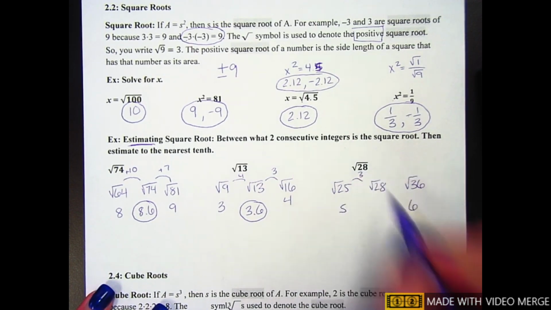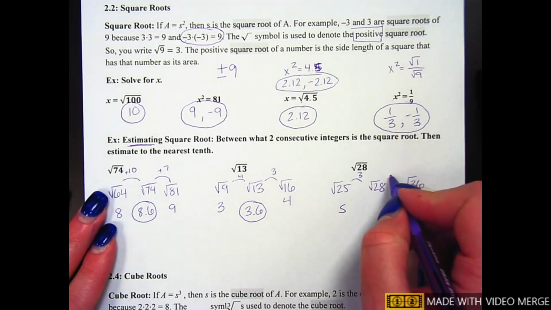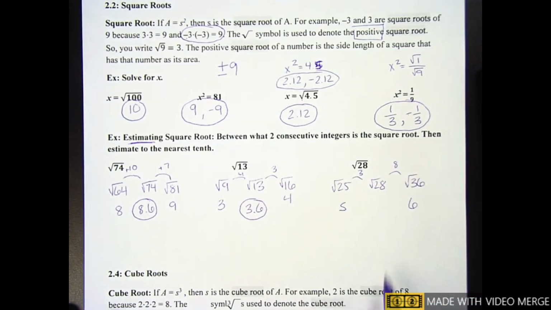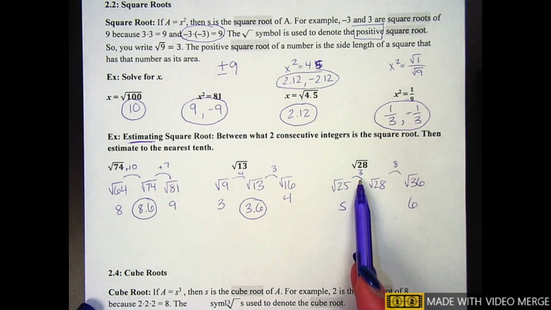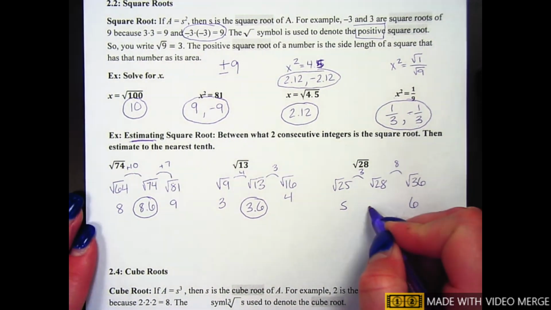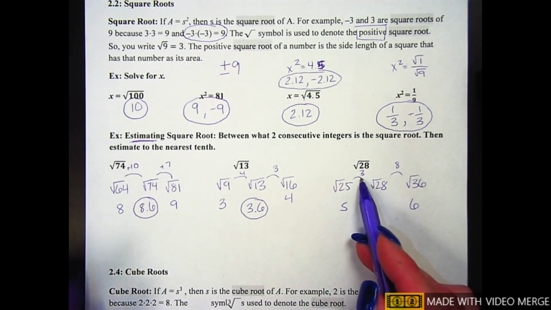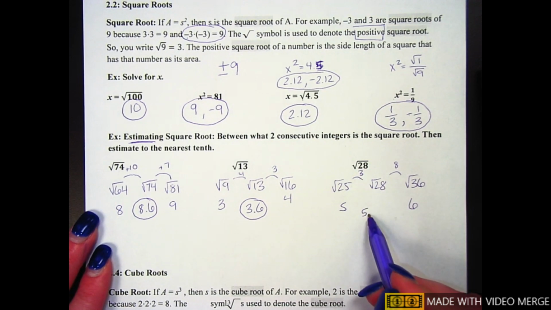We are only 3 away from my lower number. From 28 to 36 though, that's 8 away. So this time I'm a lot closer to my square root of 25 than I am to the square root of 36. So I need to guess lower than a half. 5.5 would be if this was truly in the center. But we're a lot closer to the left side, so I would guess 5.2 or 5.3 on the test.